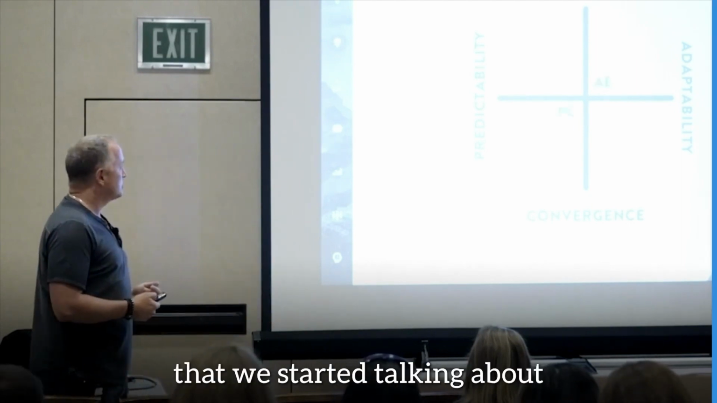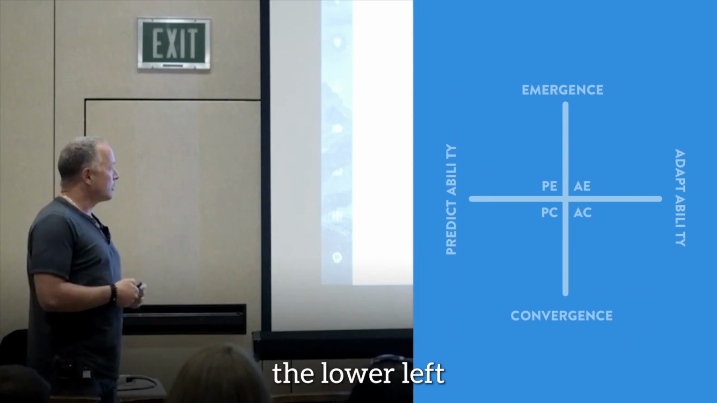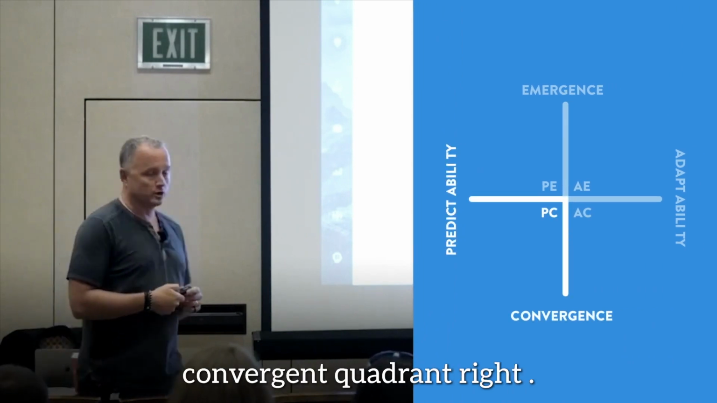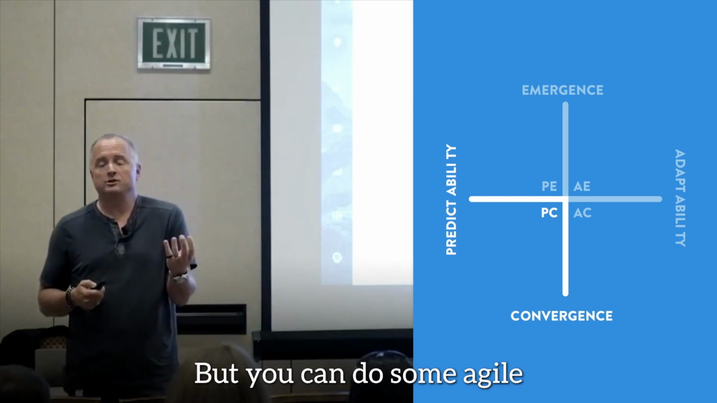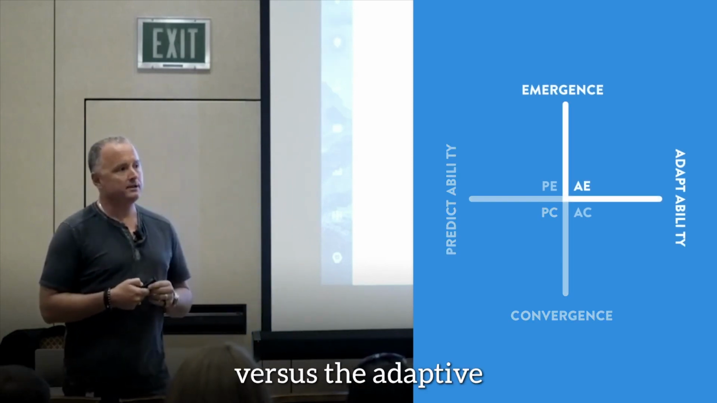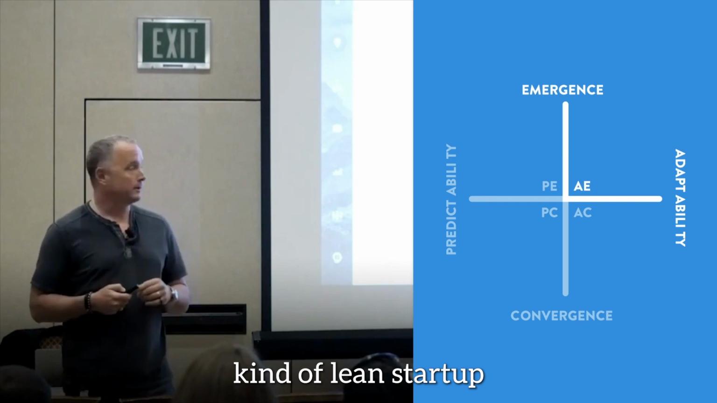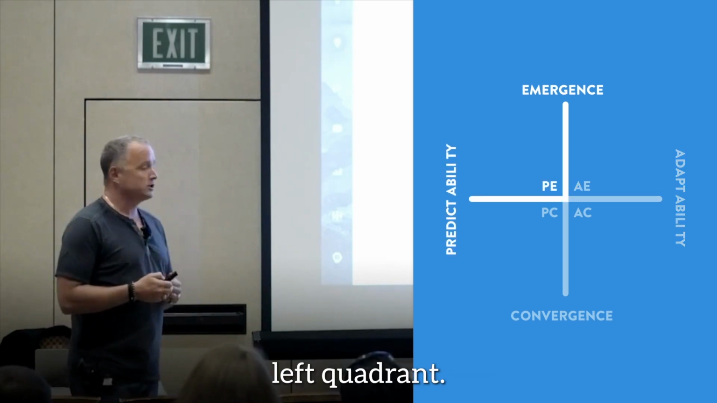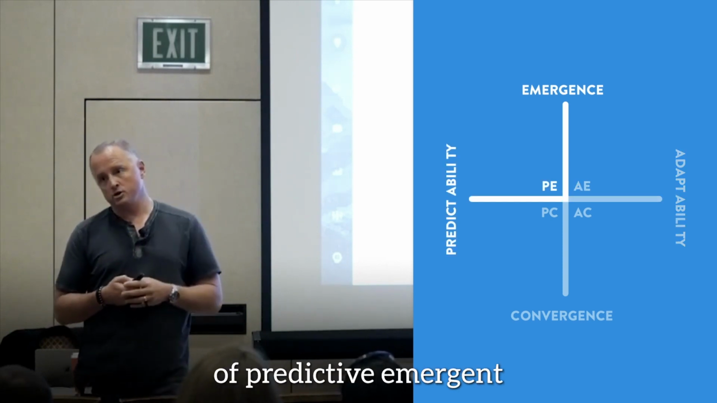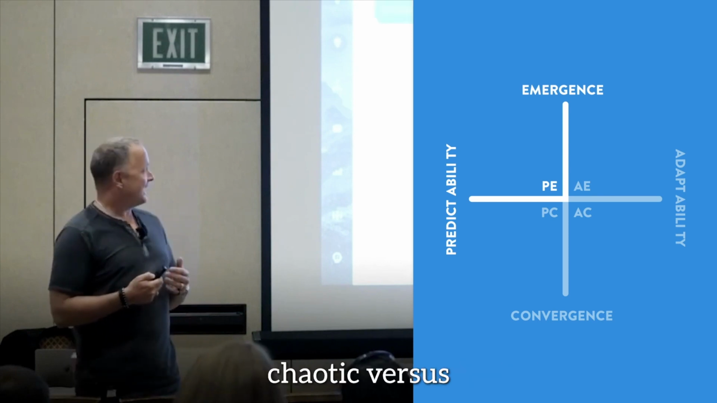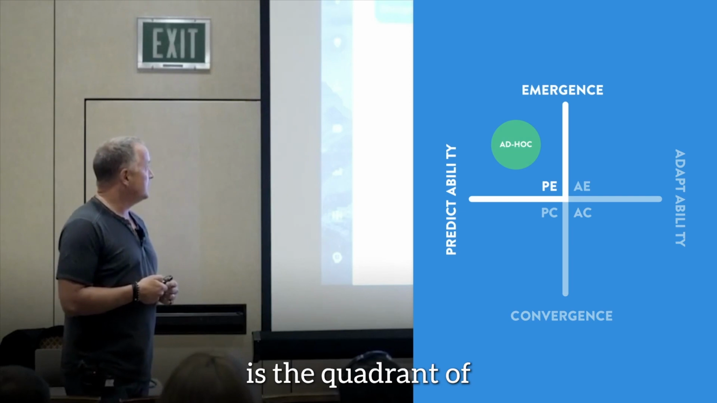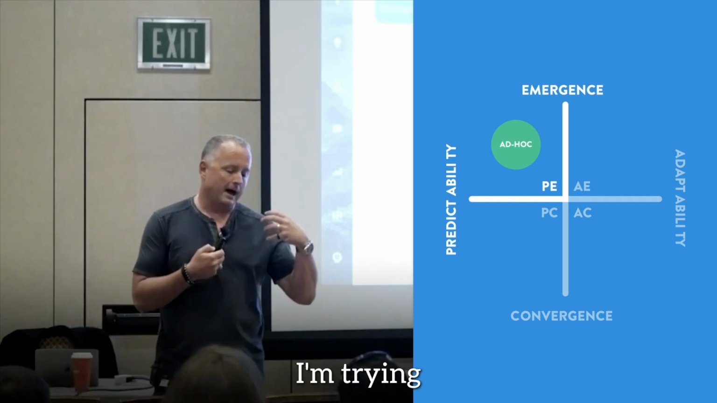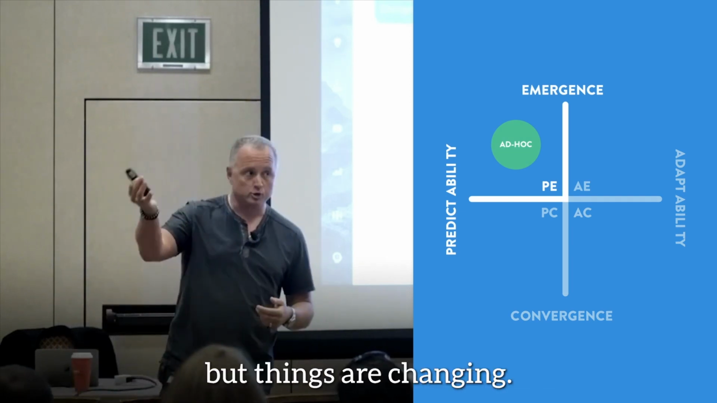So one of the things that we started talking about was this idea of the lower left being the predictive convergent quadrant, right? That's where traditional stuff tended to live, but you can do some agile in there too, versus the adaptive emergent quadrant. That's where kind of lean startup lives. Up in the upper left quadrant, you have this idea of predictive emergent, right? Which tends to be kind of chaotic, versus adaptive convergent. So predictive emergent is the quadrant of I'm trying to make and meet commitments, but things are changing.